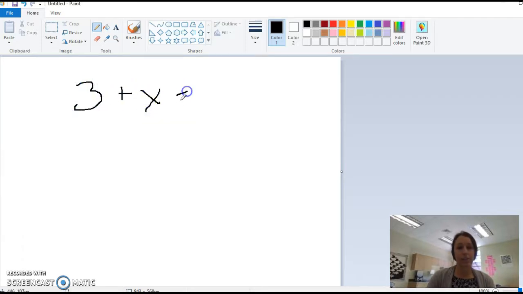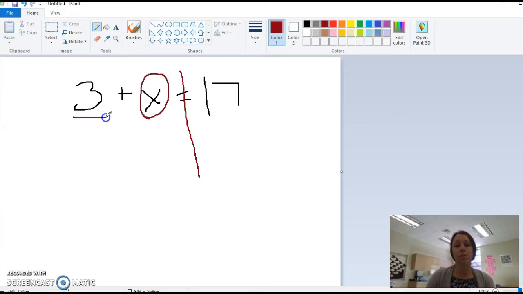Next problem. 3 plus x equals 17. So again, this might be one that you can look at and say, all right, I know that 3 plus 14 equals 17, but we're going to show our work. So if you'd like to, draw your line down, find your x, it's right here. So what is it that we need to get rid of? We need to get rid of this 3.